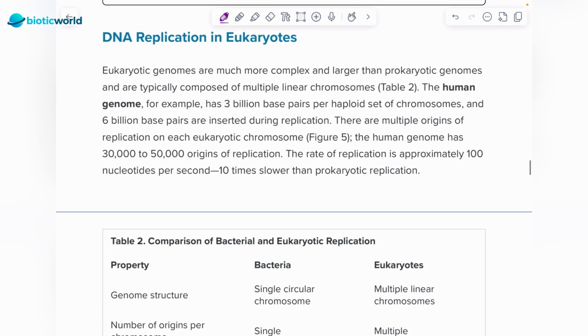Now let us understand DNA replication in eukaryotes. Eukaryotic genomes are much more complex and larger than prokaryotic genomes.